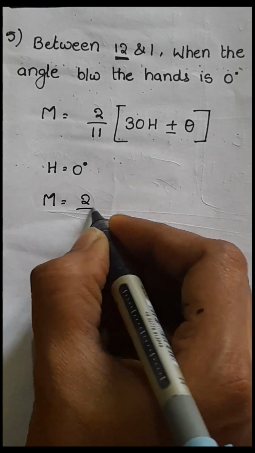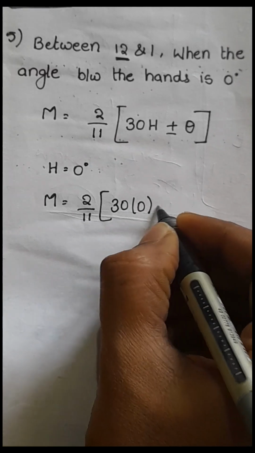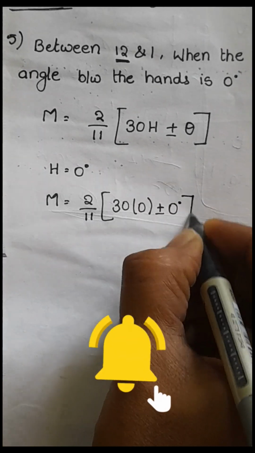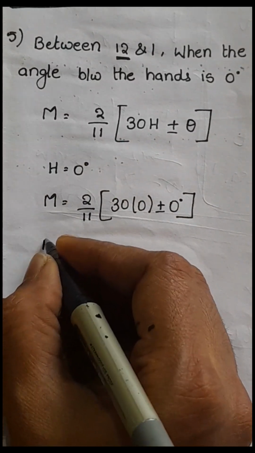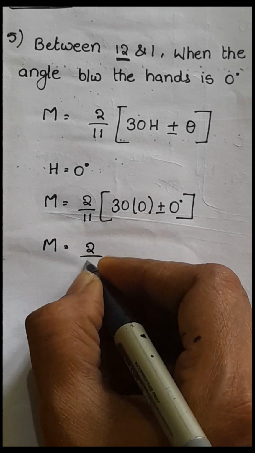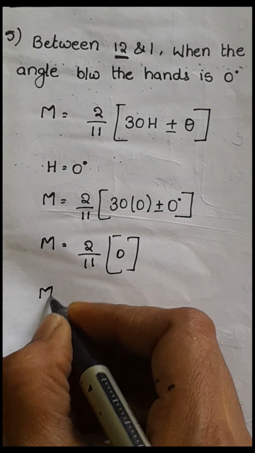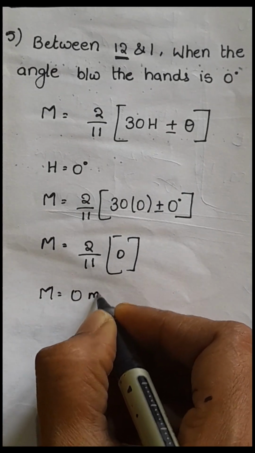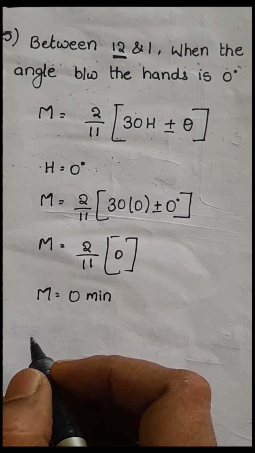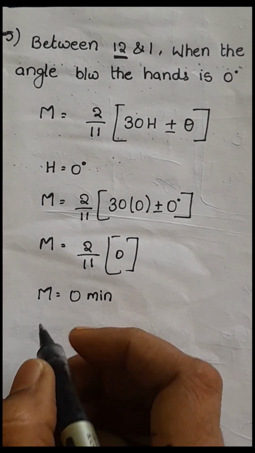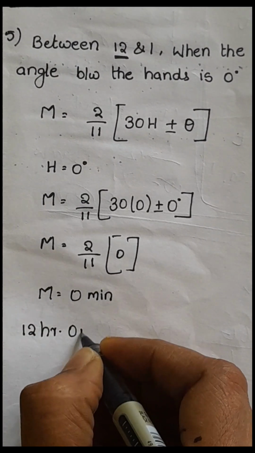M is equal to 2 by 11 into 30 into 0. Theta is 0 degrees because the two hands are coinciding. M is equal to 2 by 11, total is 0. So m is equal to 0 minutes. Both the hands coincide, or the angle between the both hands is 0, when the time is 12 hours 0 minutes.